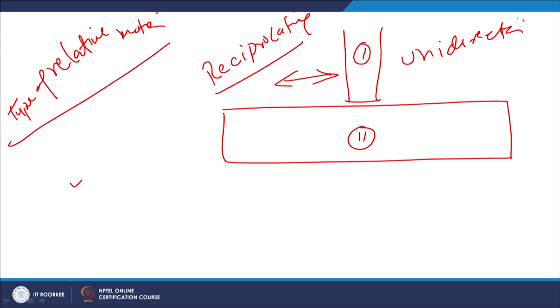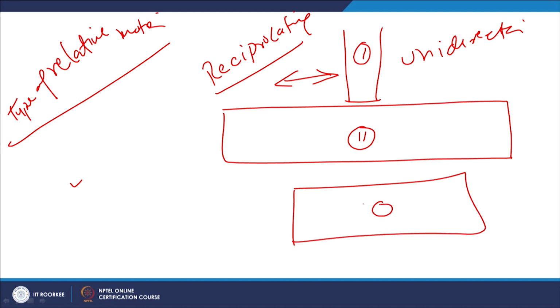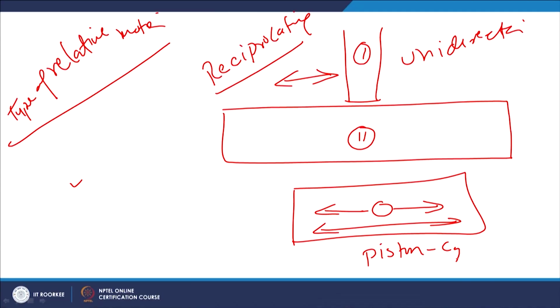In the case of reciprocating movement, in the top view of this setup, the movement of the component over the counter surface will be in both directions like this. So the wear track path will be repeated when reciprocating movement is involved, and this kind of movement is typically observed in piston and cylinder assemblies.